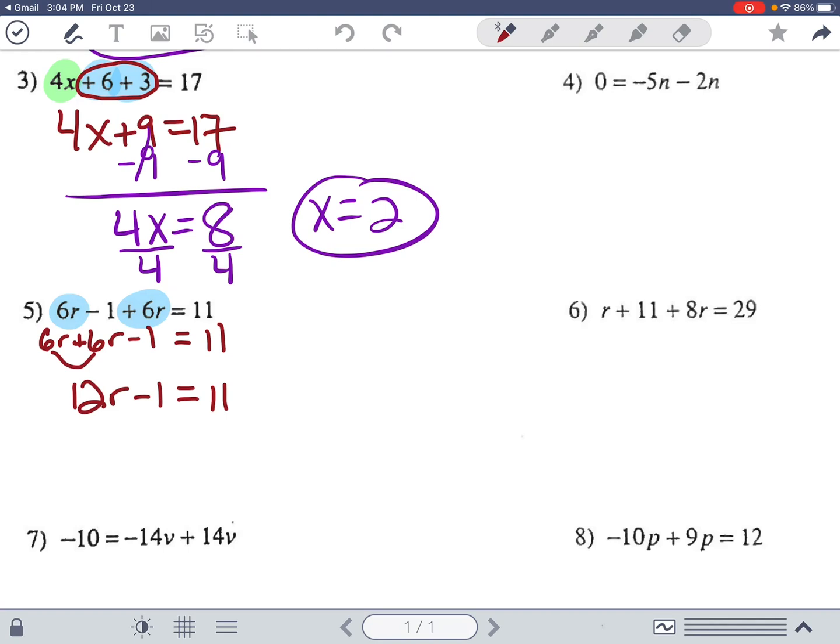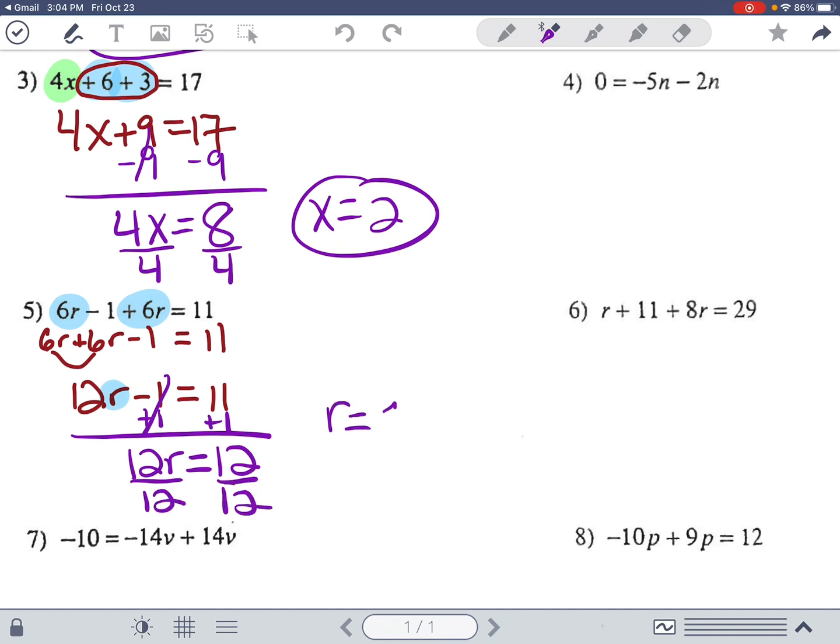Then I'm going to solve this. To get my variable by itself, I'm going to add 1. Add 1. These are eliminated. And on the left-hand side, we now have 12r equals 12. The last step is to divide both sides by 12. R will equal positive 1.